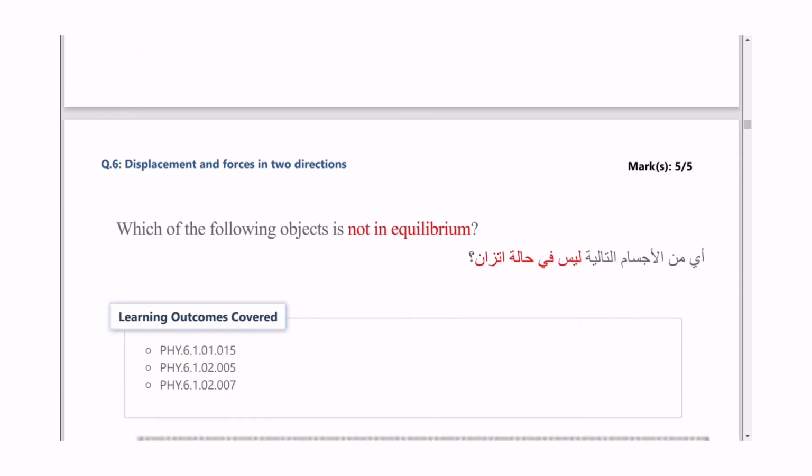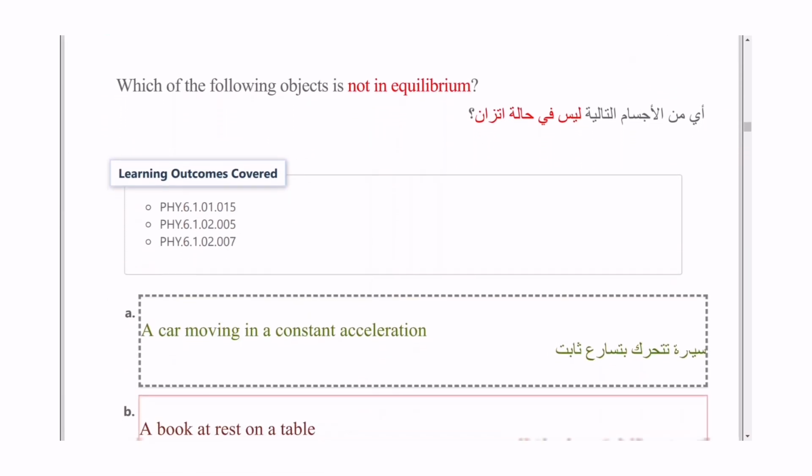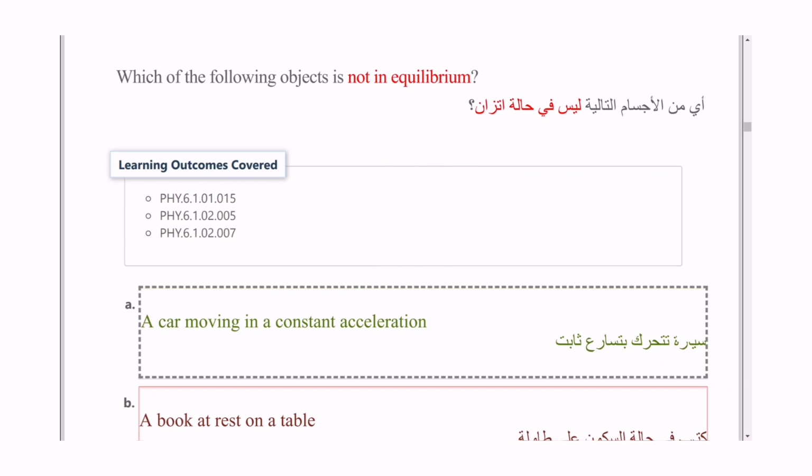Now we are discussing question number 6. Which of the following objects is not in equilibrium? So to answer this question, first you have to know the meaning of equilibrium. Equilibrium means the net force acting on an object is equal to 0. Equilibrium is a state where the net force acting on the object will be equal to 0.